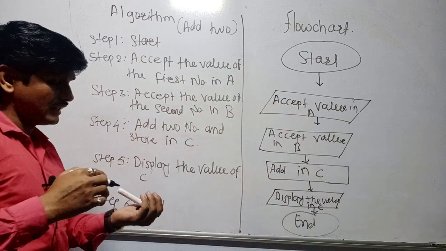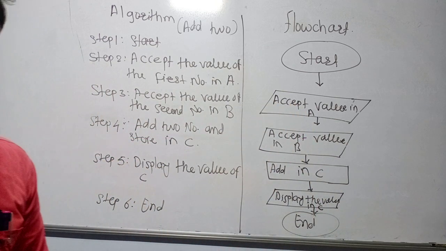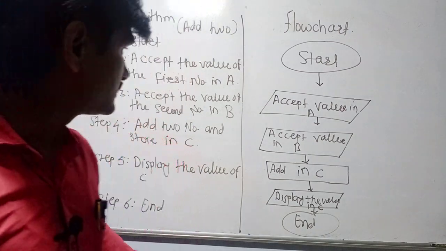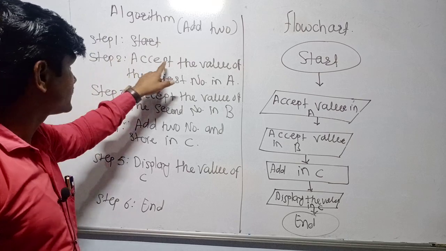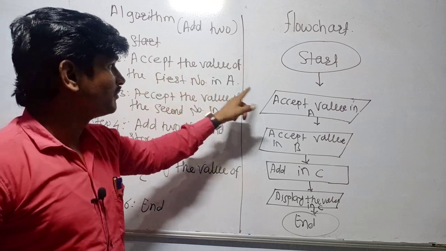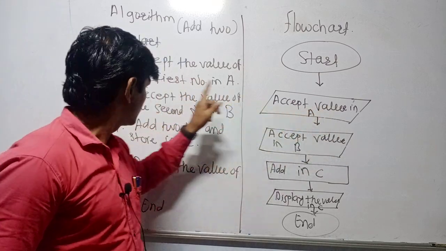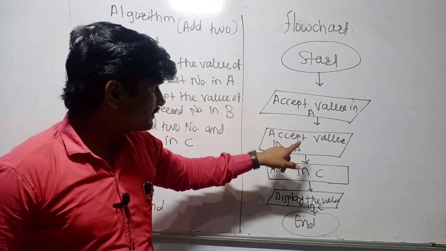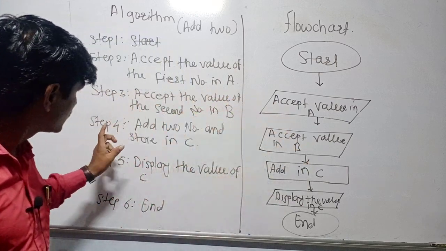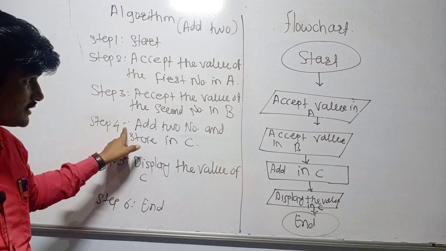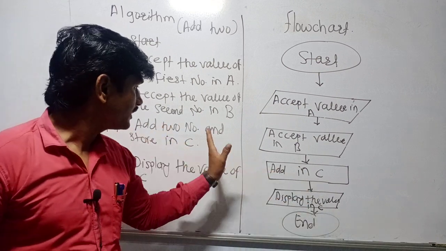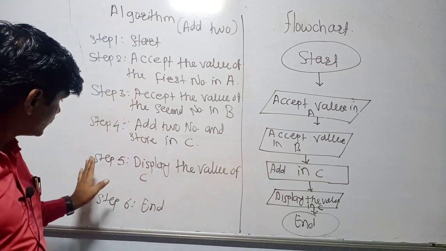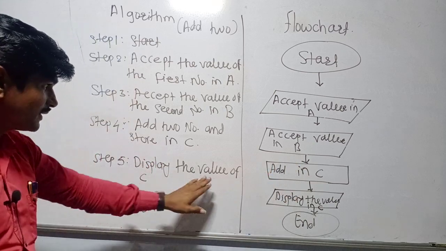See now, like this you can represent any flow chart, anything. Step 1, start, written here. Step 2, accept the value of first number, accept the value in A. Step 3, accept the value in B, written here. Step 4, process, see here, rectangle box, add in C, or add the two numbers you have. Then step 5, display the value.